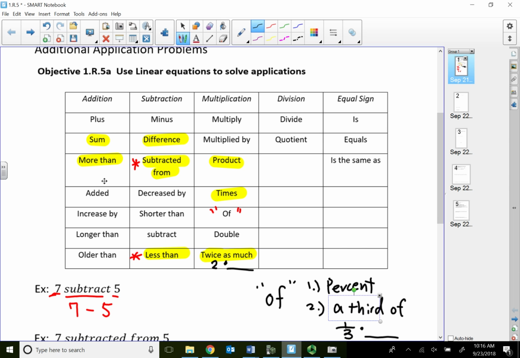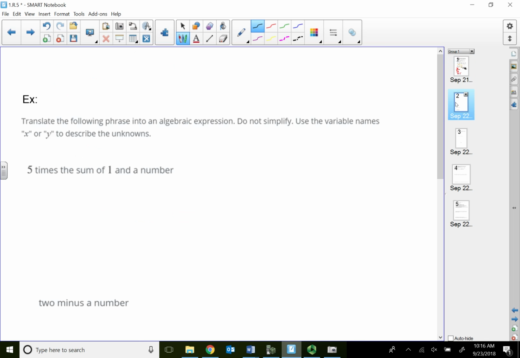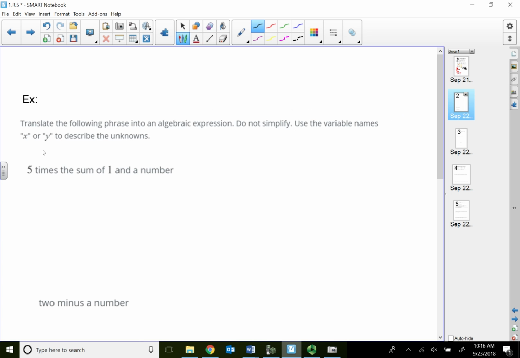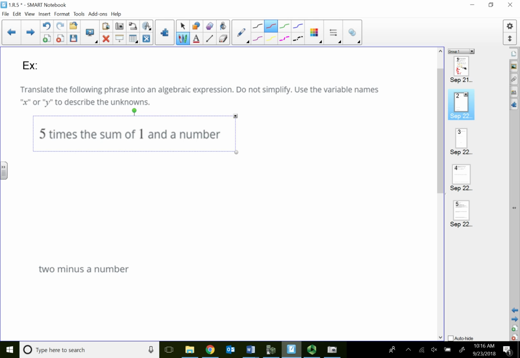So let's practice recognizing these words with these types of examples. Translate the following phrase into an algebraic expression. Do not simplify. Use the variable name x. So we are not going to solve for anything. We're just going to translate exactly what it says. The way we translate is one word at a time. 5, I write 5. Times, I write times. The next word I translate is the word sum.